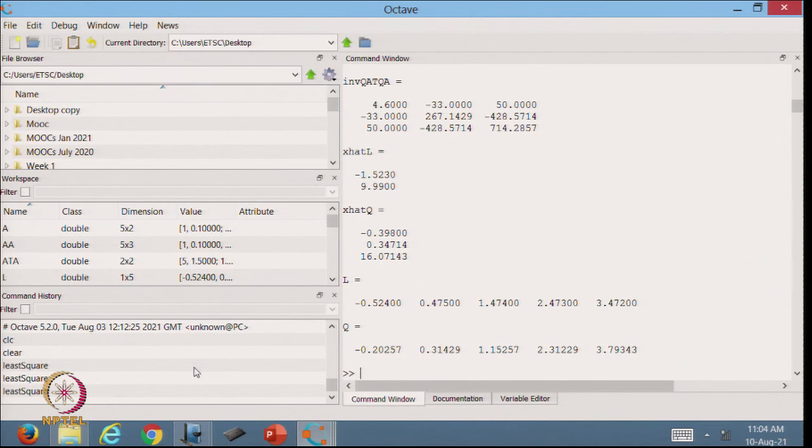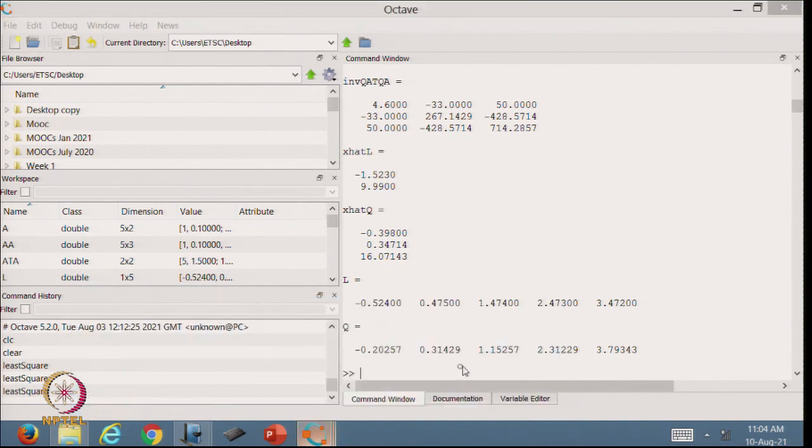Up to now we have seen that this is my x hat L. The value of A is minus 1.52 and B is 9.99, and for the quadratic the value of A is 0.93980, with the B value and C value as shown. So, these are the coordinates of the line that is passing through the given points, and the coordinates of the quadratic passing through the given points.